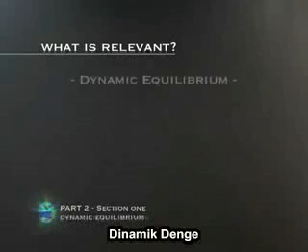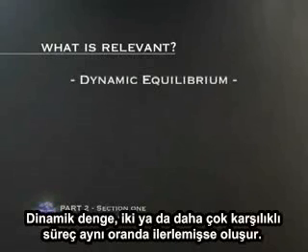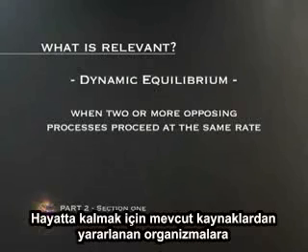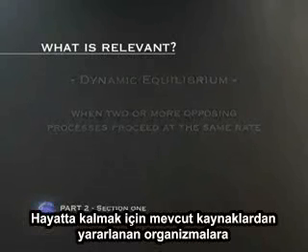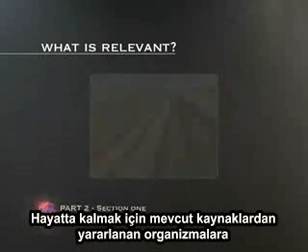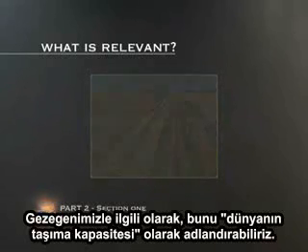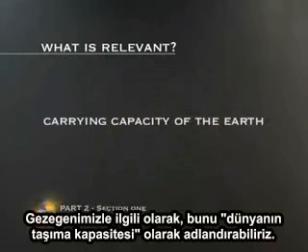Dynamic equilibrium. A dynamic equilibrium occurs when two or more opposing processes proceed at the same rate. There is an equilibrium that exists in the physical world which dictates, on some level, what the possibilities are for those organisms that utilize the available resources for survival. With respect to our planet, we would call this the carrying capacity of the Earth.